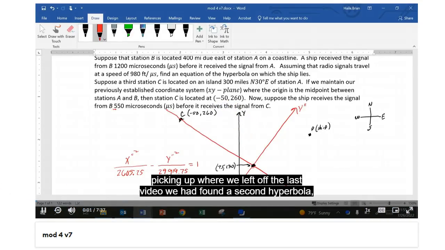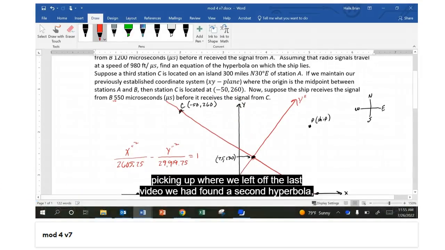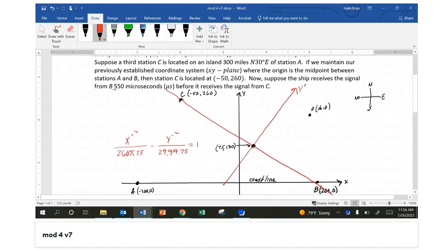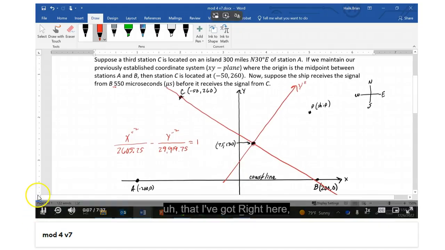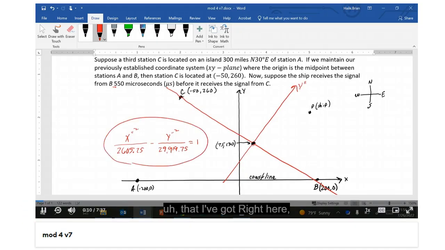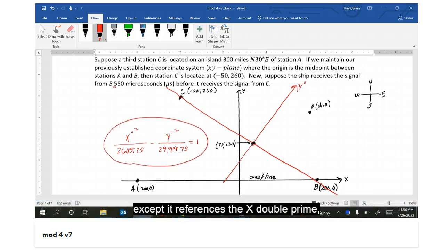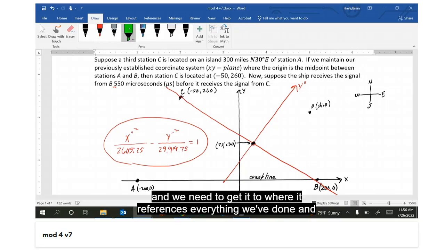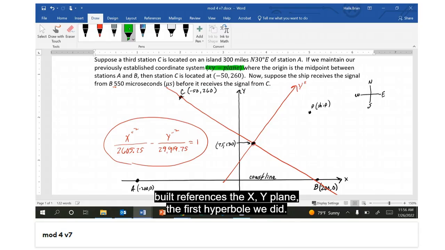Alright, picking up where we left off. In the last video we had found a second hyperbola that I've got right here, except it references the x double prime, y double prime plane. And we need to get it to where it references everything we've done and built, references the xy plane.